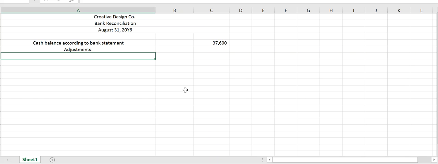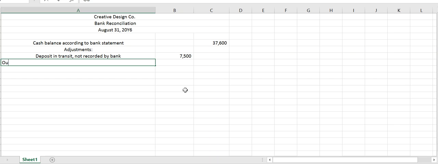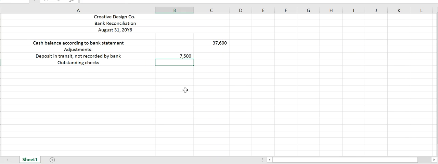balance. So we know we have that deposit in transit. So it's on its way of getting to us. It's just not there yet in my account. And that's for $7,500. We also know that there was outstanding checks. Checks that we as the company have written but just have not been cashed yet. And that reduces our bank balance by $23,375. So we're going to single underline this here.